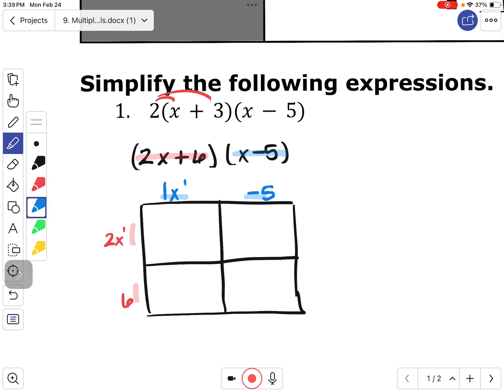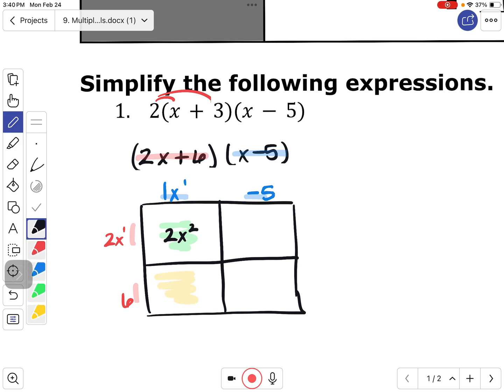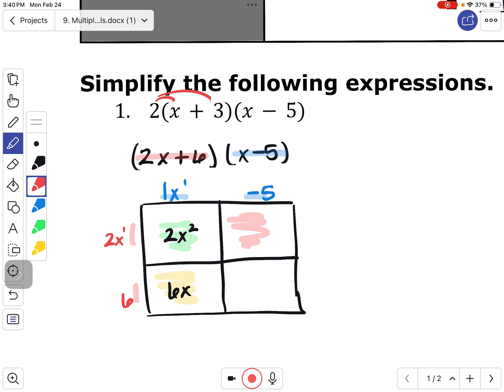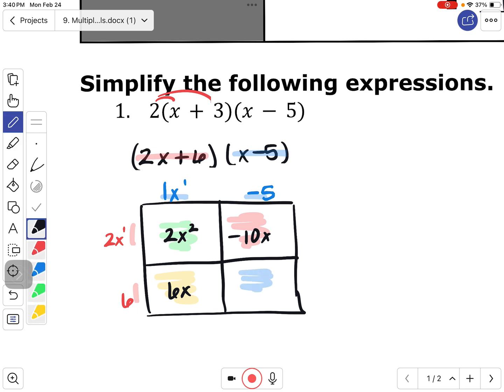Okay? So if I'm looking at this first box right here, I want my 2x to the first times my 1x to the first, and 2x to the first times 1x to the first is going to be 2x to the second. Okay, let's go to this one. That's 6 times 1x. That's going to be 6x. And then I want this box. So it's a negative 5 times 2x. That's going to give me a negative 10x. And finally, I want this last one, which is right here. And that is negative 5 times 6, and that's going to give me a negative 30.